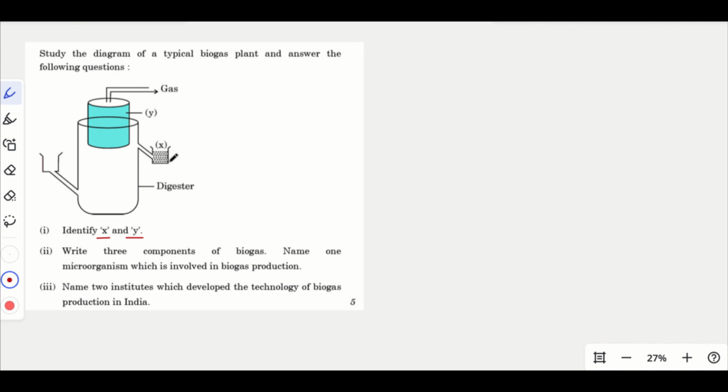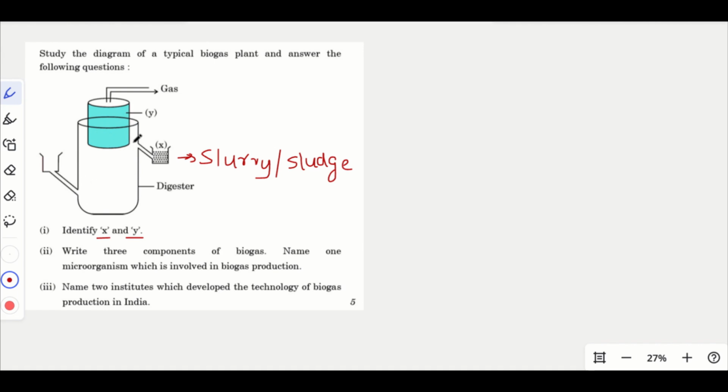This part is coming out from the biogas plant, right? From the tank. So definitely it will be the slurry. Okay, so you can mark it as slurry, or you can also name it as sludge. So both are correct.